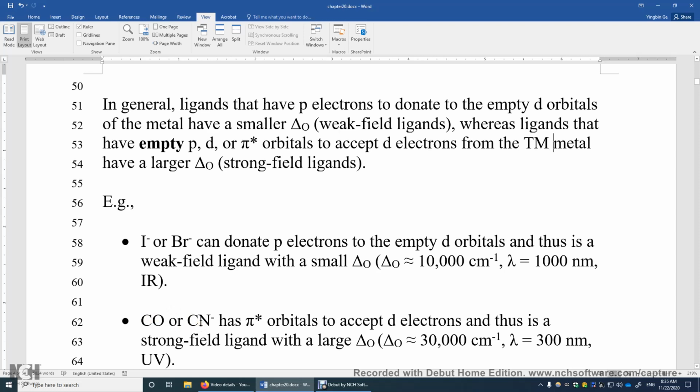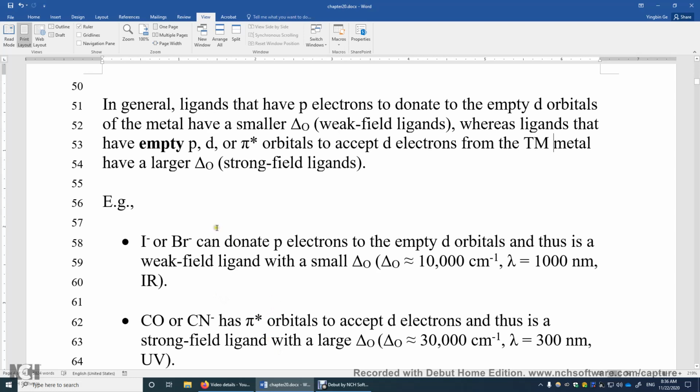So remember, when two p orbitals interact with each other, you form two MOs. One pi bonding MO, the other pi star antibonding MO. So don't forget that in this carbonyl ligand and cyanidyl ligand, you have pi star orbitals. Okay, and the pi star orbitals can accept the d electrons from the transition metal center. All right, in those cases, you have a very large delta O. Okay, and it's called a strong field ligand.